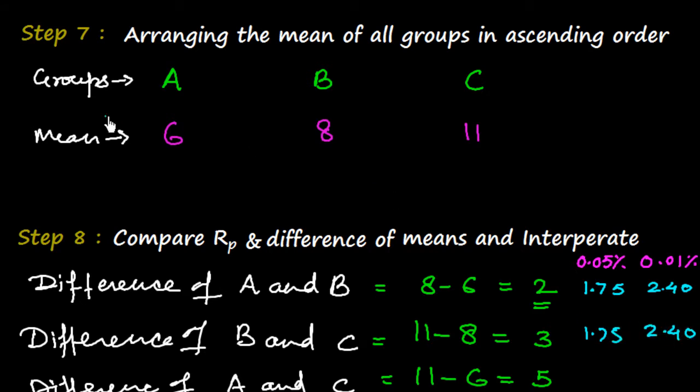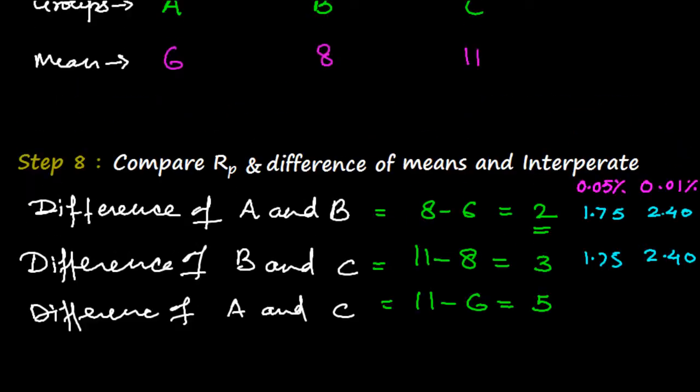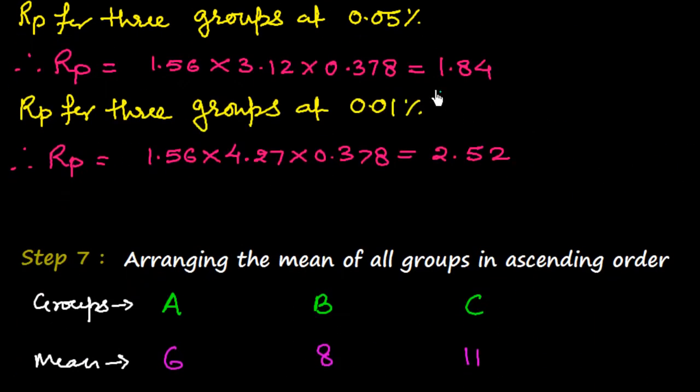If we are taking the smallest and the largest one, the difference of the smallest and largest one, we will apply it for all three groups. The difference of all three groups would be 5. So we have to compare with these values, 1.84 and 2.52.